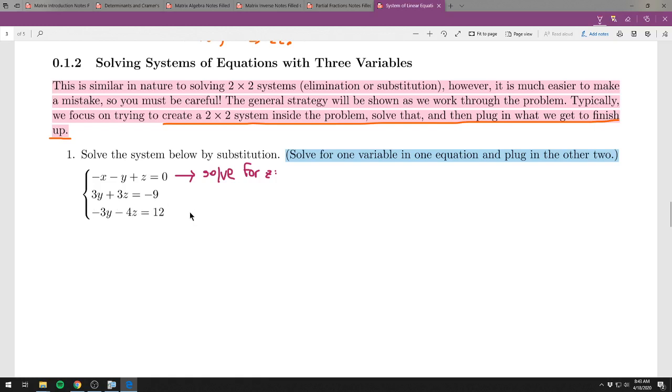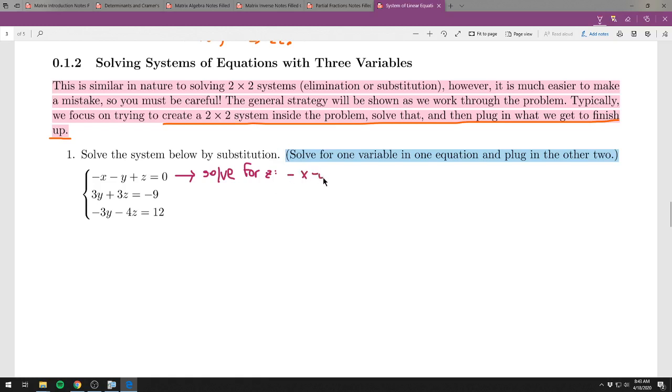What you wouldn't want to do for substitution here is use the third equation, because if I divided by 3 to get y by itself, I'd get a fraction here. If I divided by 4 to get z by itself, I would get a fraction here. Okay, so that's really the one thing you want to make sure on, is do not give yourself fractions.